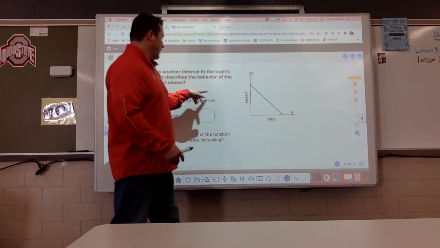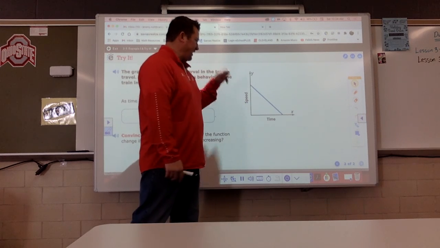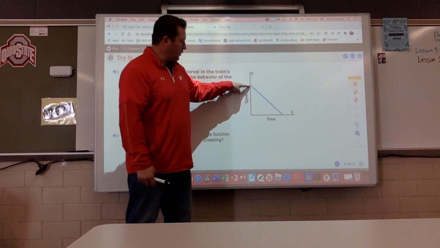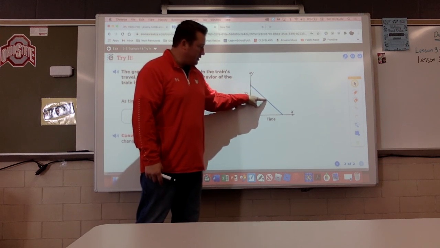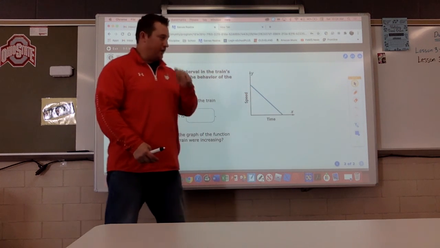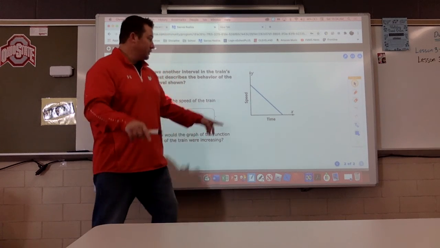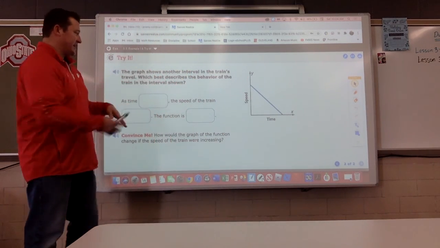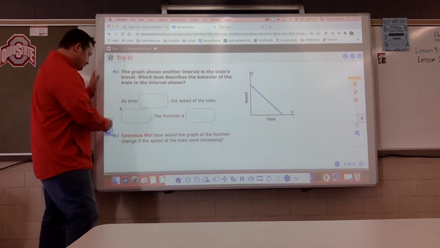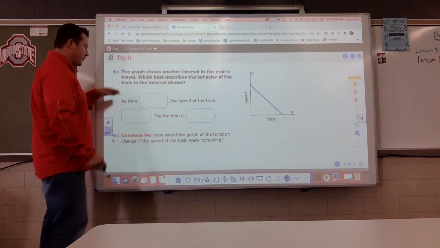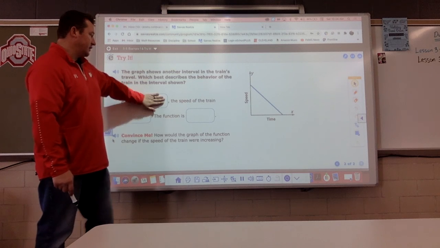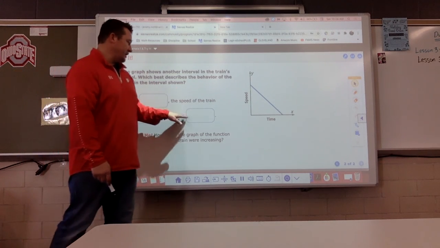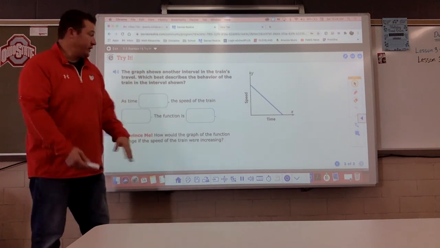Okay, so again, time, speed. It looks like our speed starts up here, and what's happening to our speed over time? It's going down. It's going downhill. So I just see one interval. It looks like it is going downhill, so we would say that line has negative slope. Okay. So here we go. As time blank, the speed of the train blank. The function is blank.